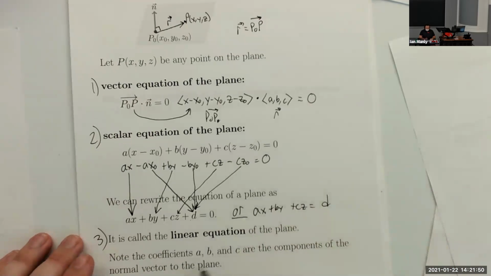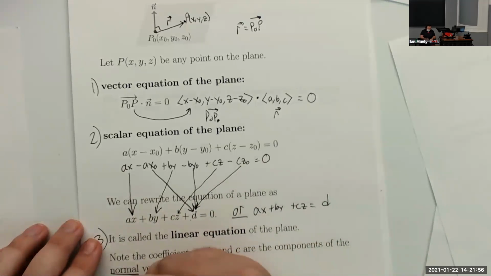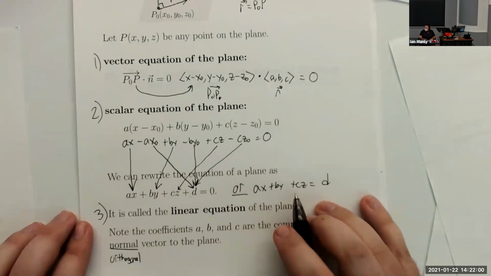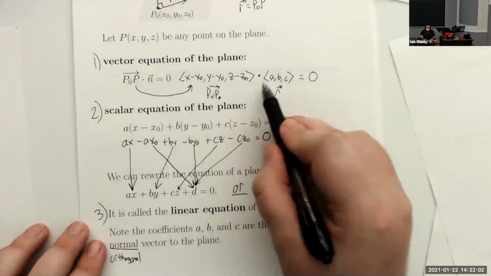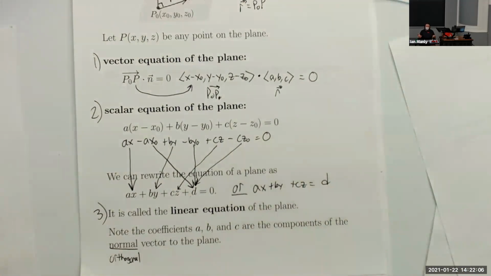All right, and then note the coefficients A, B, and C are the components of the normal vector to the plane, meaning we are orthogonal. And remember, it had to be orthogonal here because we wanted our dot product to end up equaling 0. If it weren't orthogonal, we wouldn't necessarily know what the dot product is going to be right here.